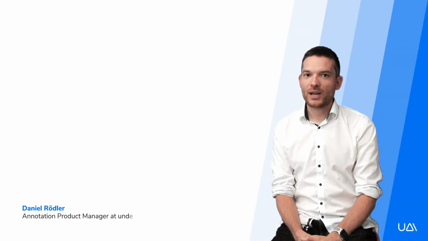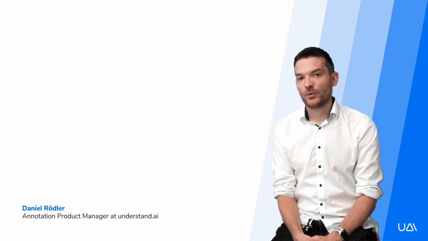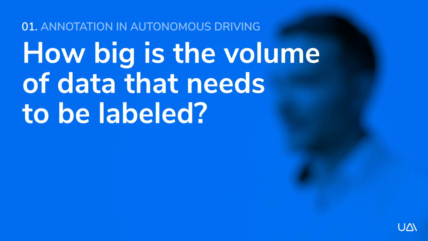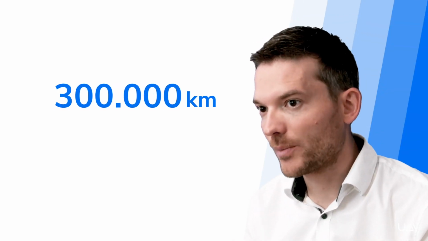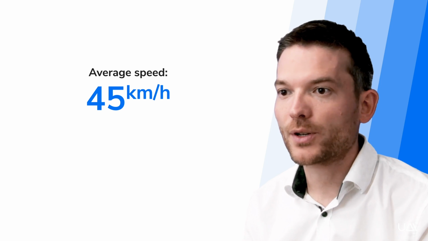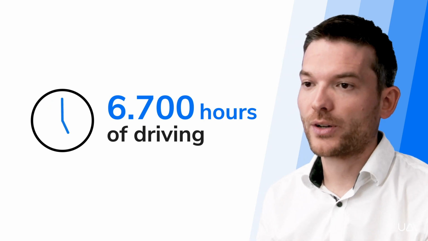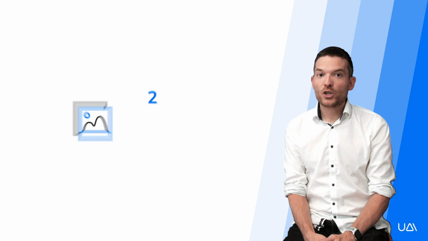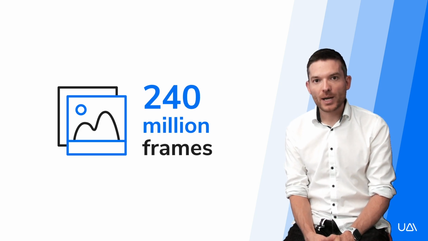To train and test autonomous driving functionalities, we need large amounts of data. So let's look into a typical customer project. We have 300,000 kilometers of driving in raw camera and LiDAR data. With 45 kilometers per hour, which is common across urban and non-urban scenarios, we end up with 6,700 hours of driving. A typical LiDAR spins at 10 frames per second. Taking this into account, we end up with 240 million frames to be annotated.